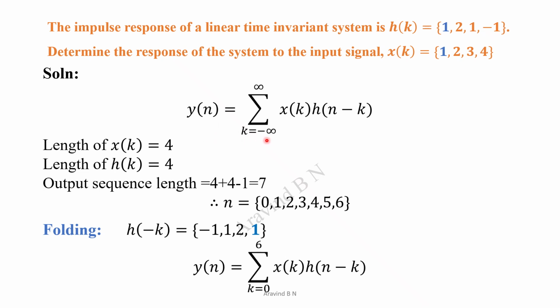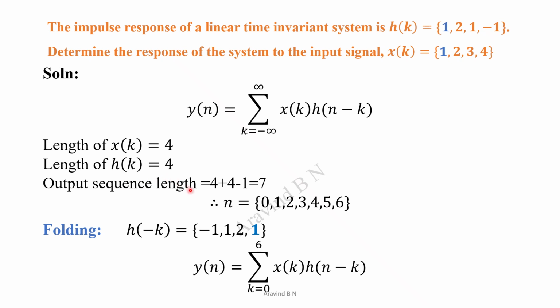Coming to the solution, the convolution sum is given by y of n is equal to summation k is equal to minus infinity to plus infinity x of k h of n minus k. Now in the first step, we are going to identify the output sequence length. In order to have that, we must have the length of the input sequences. Therefore, the length of x of k is 4, so 4 values are there. Length of h of k is also 4.